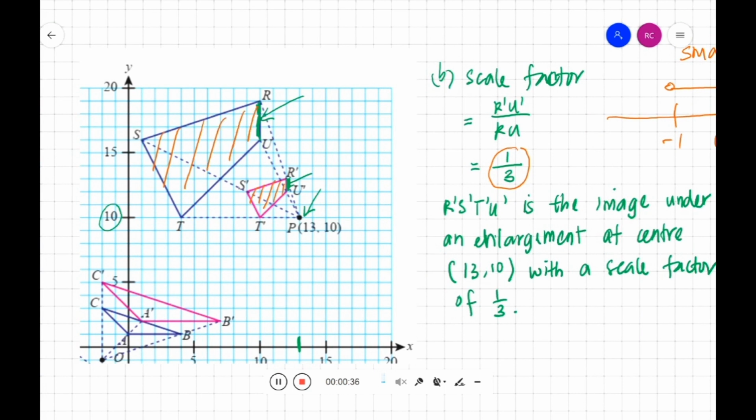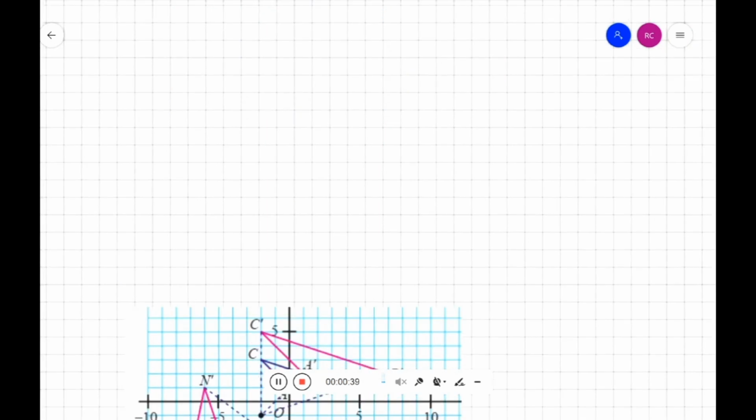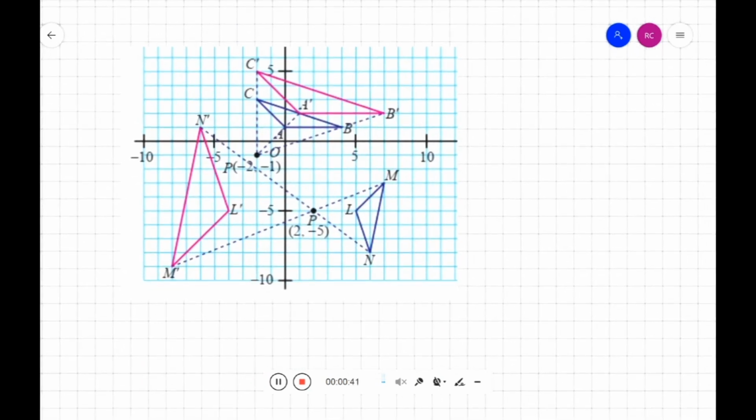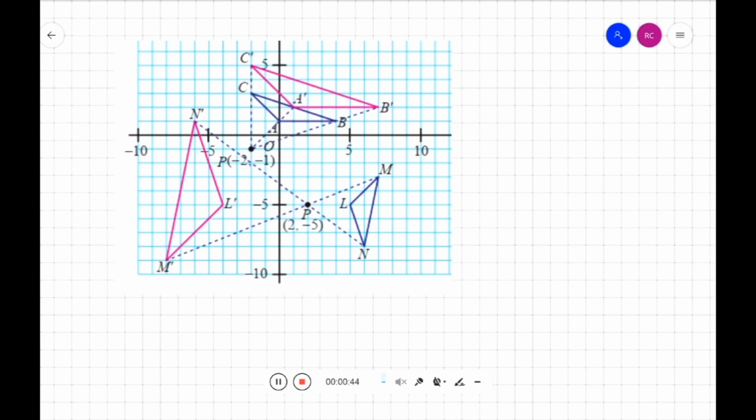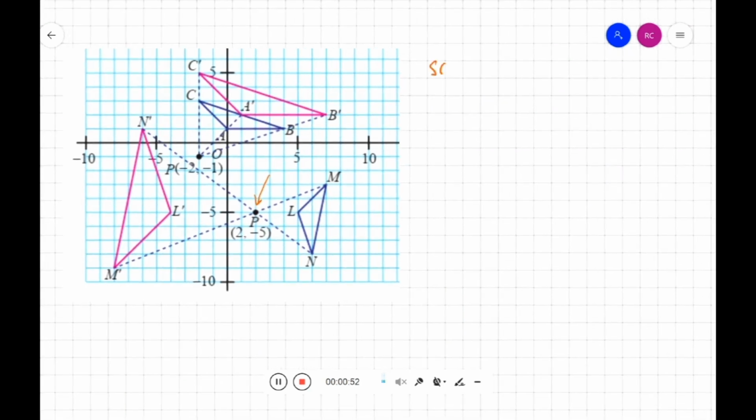Okay, now we move to C. So same thing, we are going to find the scale factor. So for C over here, after you join the corresponding vertices, you are going to get the center of enlargement over here, which is (2, -5). So the next thing, we are going to find the scale factor. The scale factor is the length of the image over the length of the object. But over here, we don't have a vertical length or a horizontal length as what we have earlier. Like this one, we have horizontal length, so it's easier for us to identify. But right now, we cannot identify from the horizontal and also the vertical length.